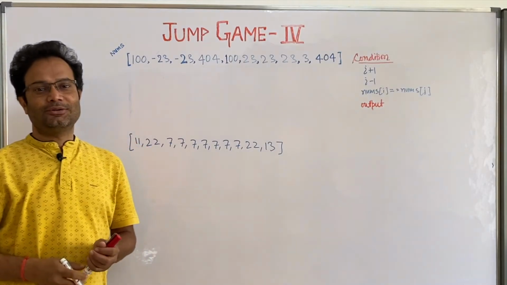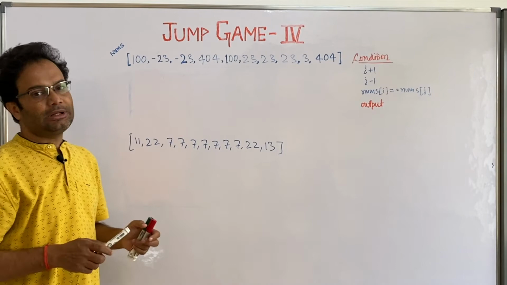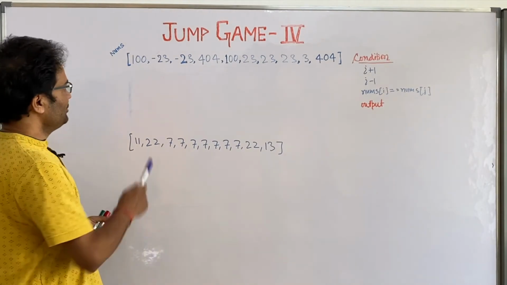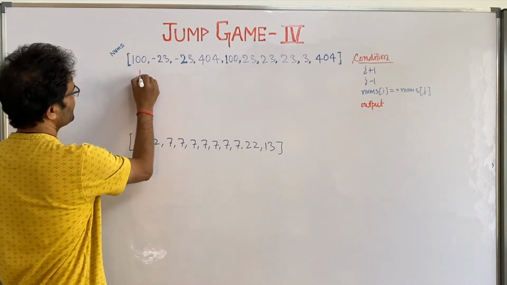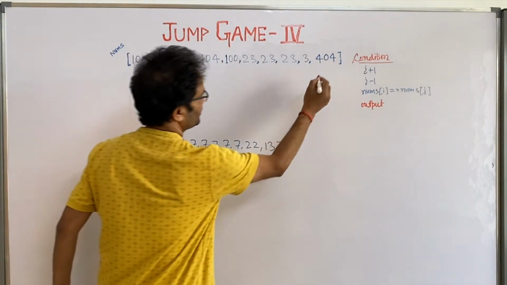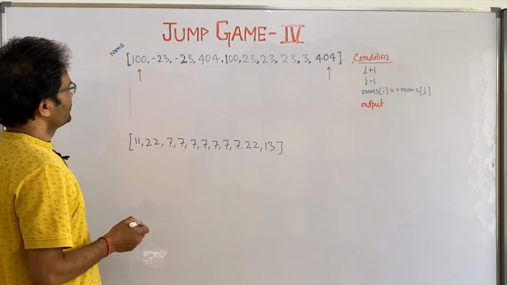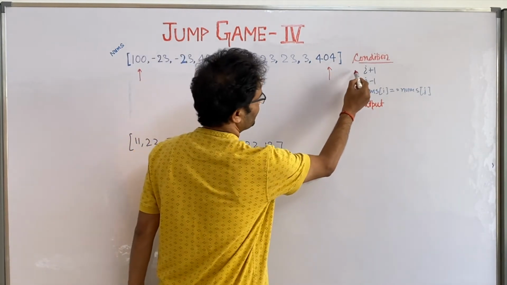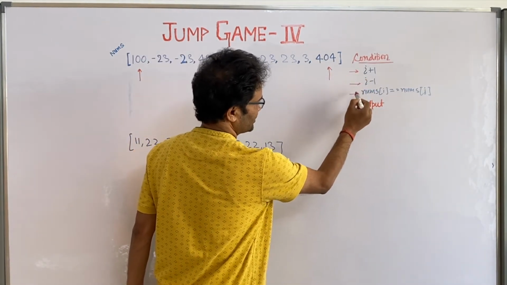In this video, I'm going to solve another problem on the jump game, but the condition would be different. You have been given one array and you have to always start from index 0, meaning the first element, and you have to reach the last element, the destination. The condition is that you can either jump one forward, one backward, or there is a third condition that I am going to explain.